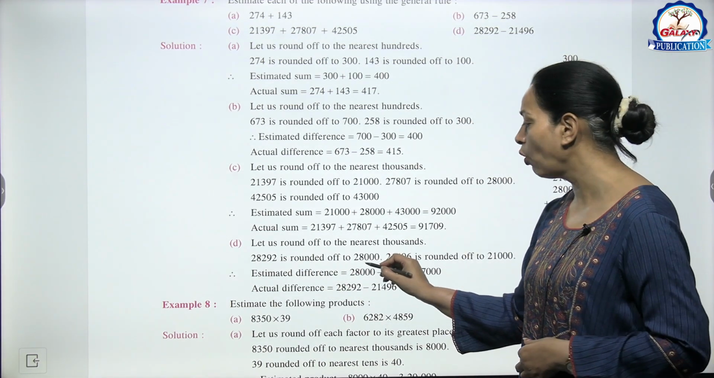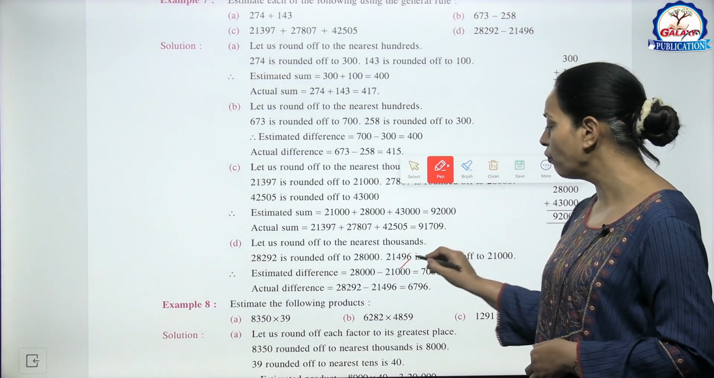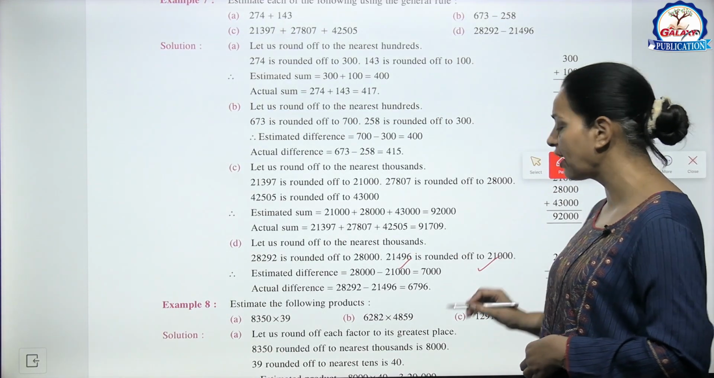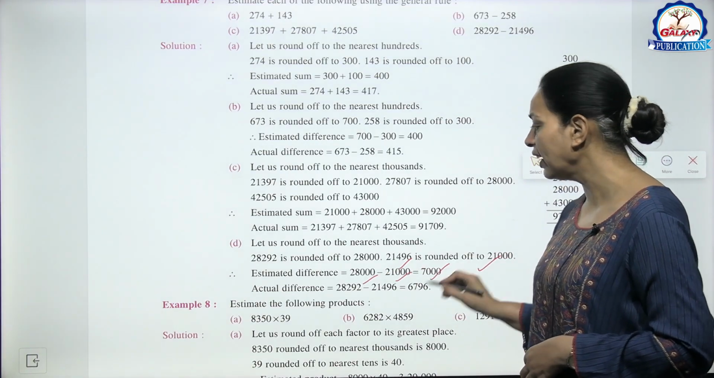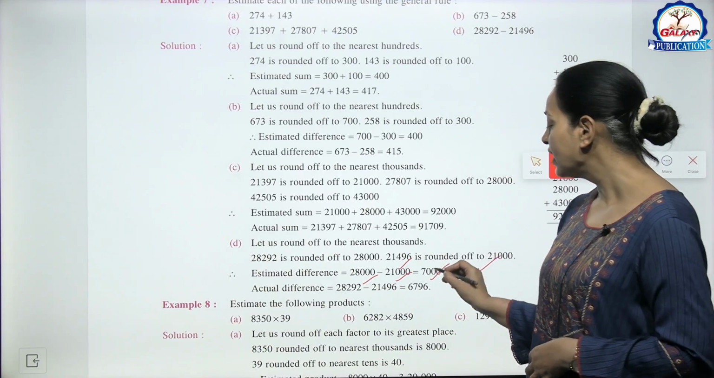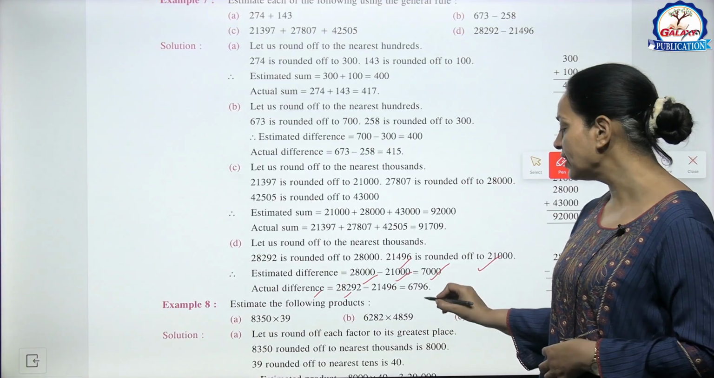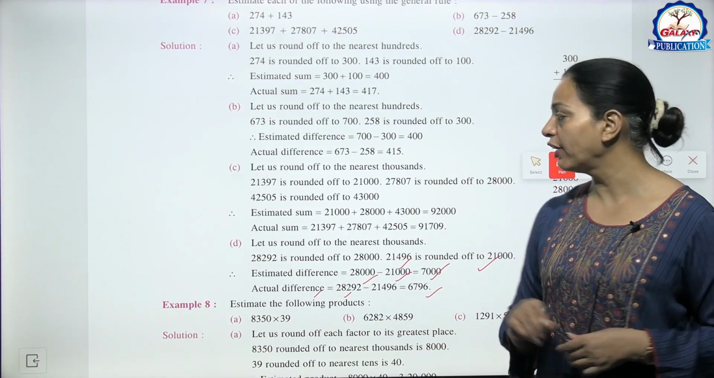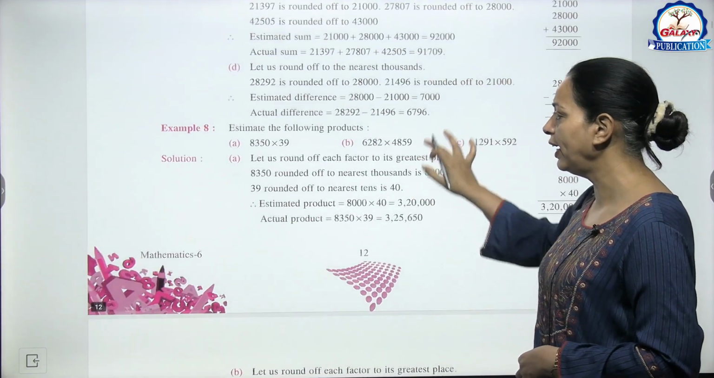28,292 is rounded off to 28,000 and 21,496 is rounded off to 21,000. दोनों को minus करेंगे, estimated difference that is 7,000 and then find the actual difference that is 6,796, right?